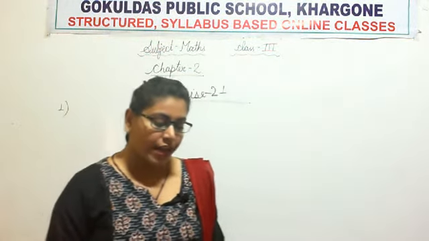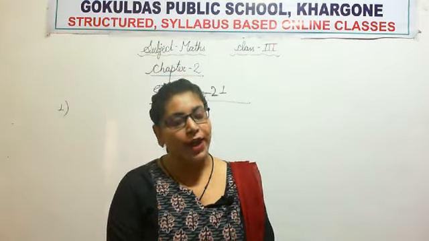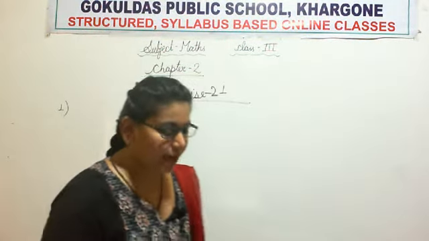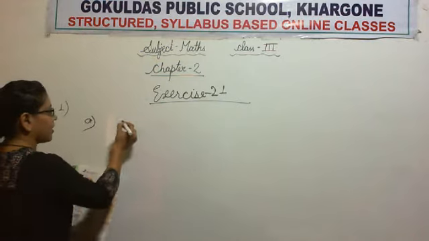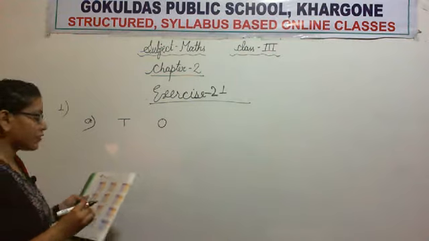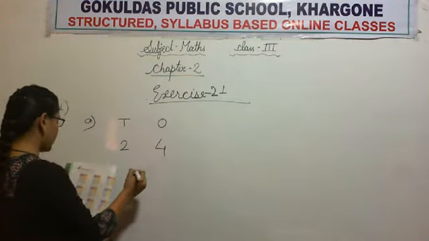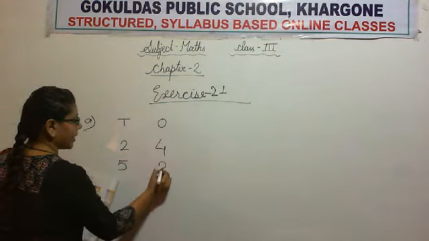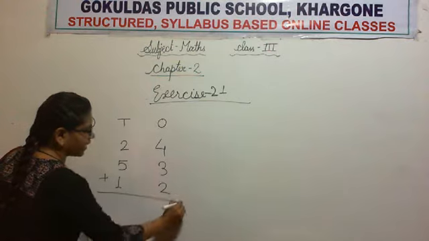The question number 1 is add the following 2 digits. Now you know how to add 2 digits. So let's see. Question number 1, part A. Tens and ones position are written, places are written. The first number is 24, second number is 53 and third number is 12. So you know how to do addition.